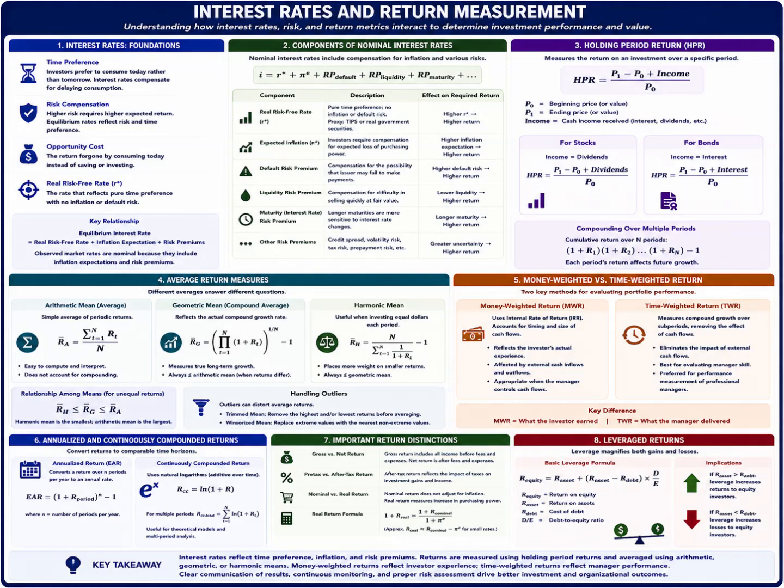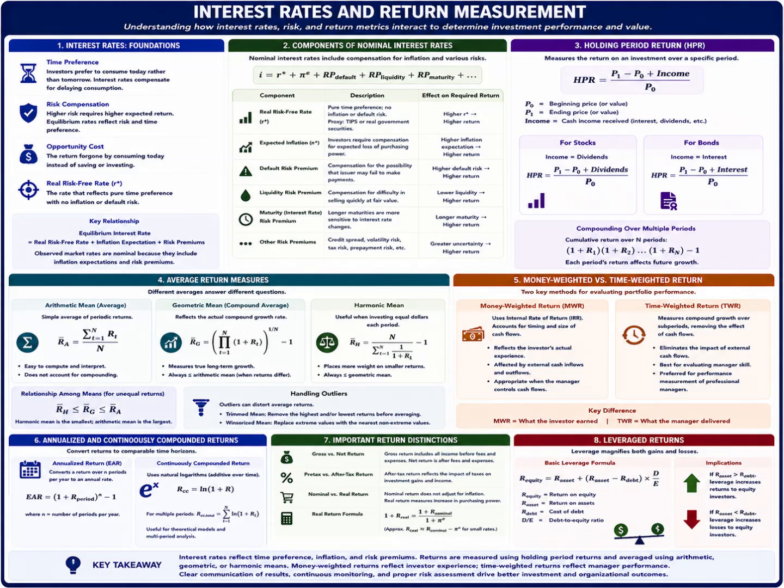The topic introduces holding period return, HPR, as a basic method for measuring investment performance over a specified time. HPR incorporates both income received and price appreciation during the investment period. For stocks, this includes dividends and capital gains. When evaluating returns over multiple periods, compounding becomes important because each period's return affects future growth.